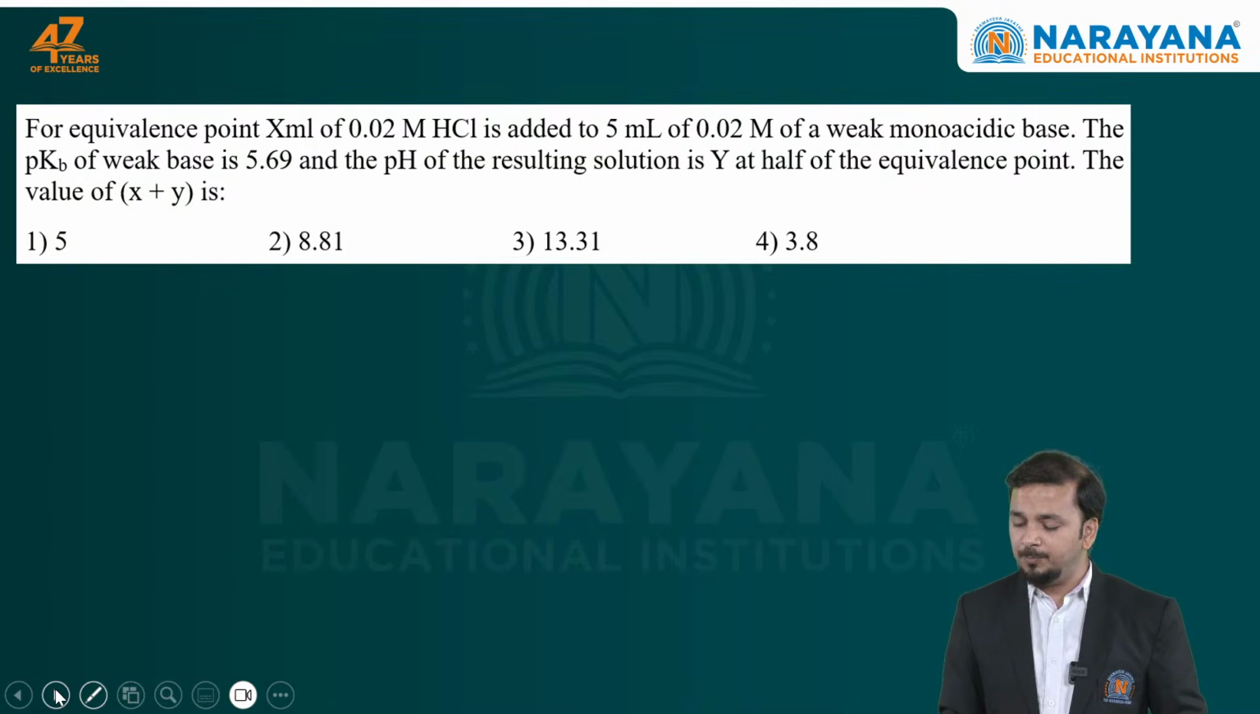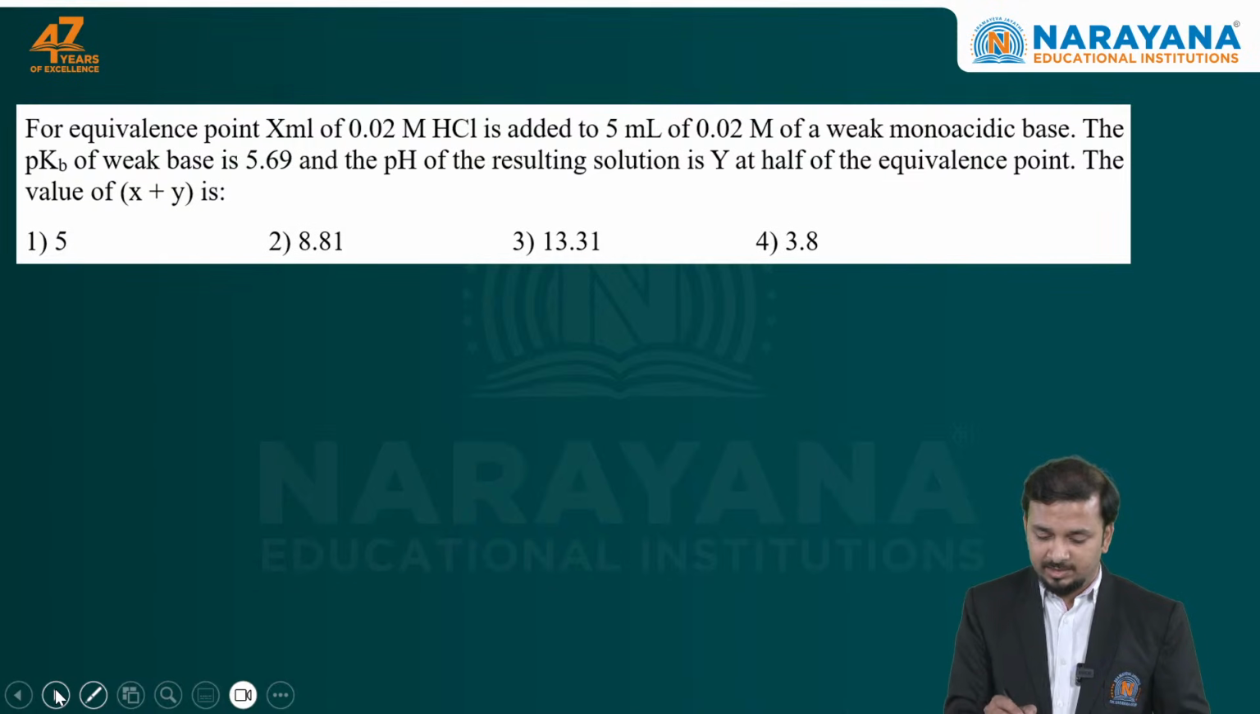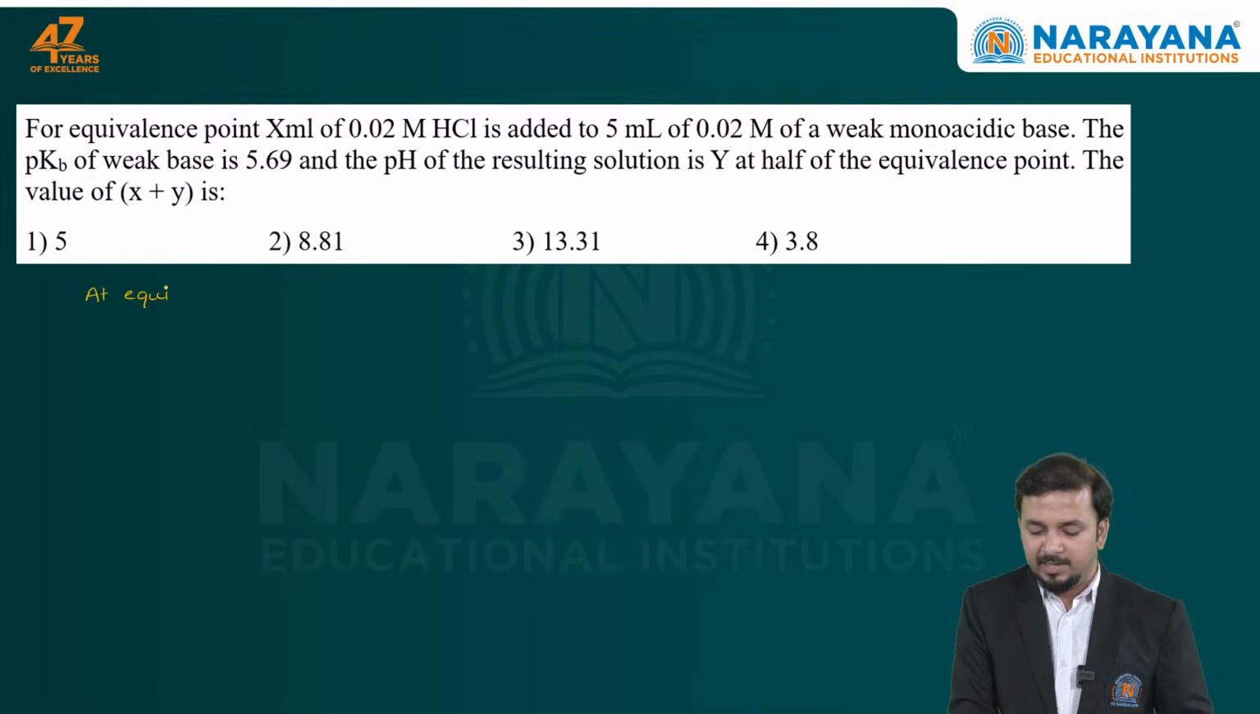So again this is a slightly moderate question, or you can say moderate to hard we can call it. So let's start with the first part. They are saying equivalence point. So we know at equivalence point, gram equivalent of HCl should be equal to gram equivalent of weak base.